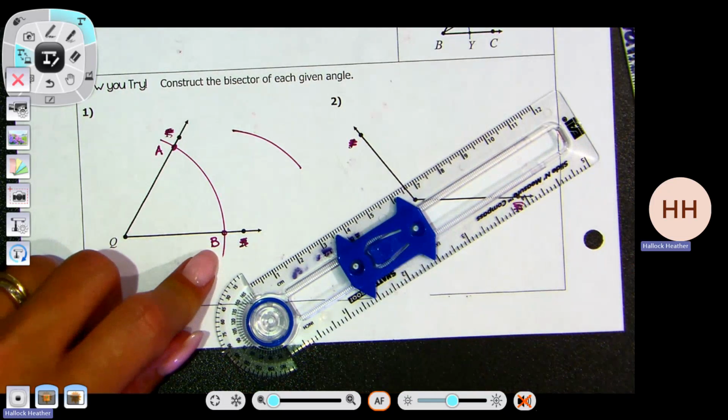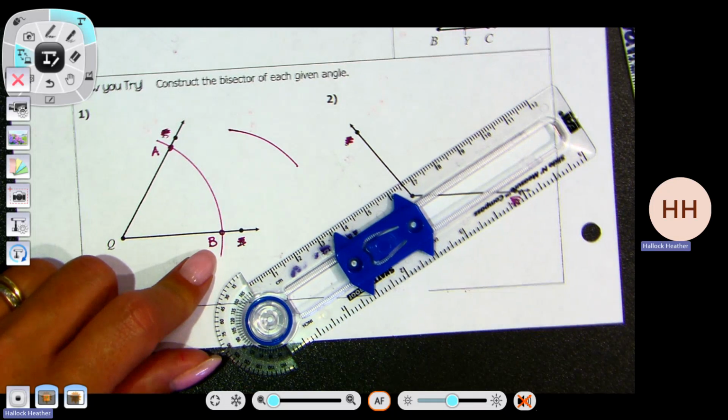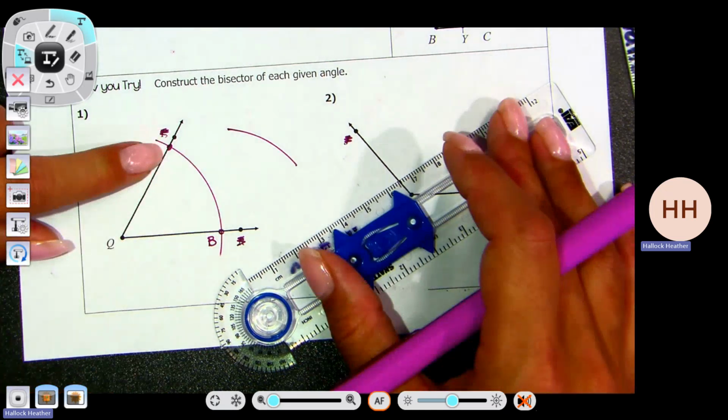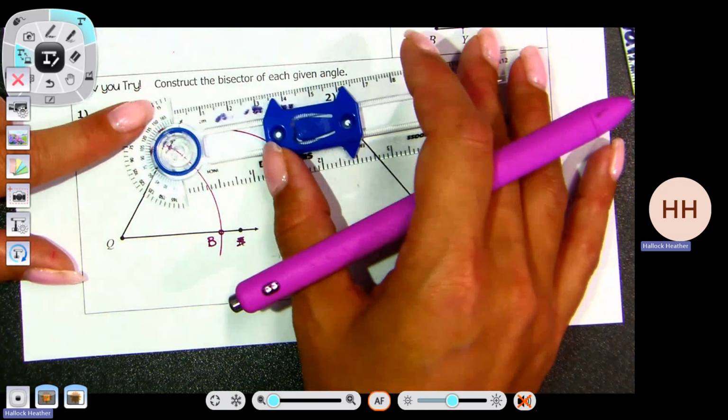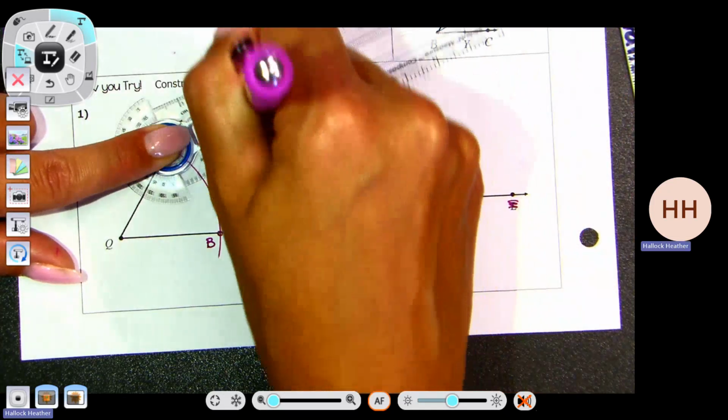Just out in front of him somewhere. You can make it big if you want. Anywhere in front of him, because once the alligator starts walking, he'll eventually eat it. Okay. Without moving the slider, we are going to put it on A. And we're going to make the same arc mark in front of him. They should hopefully cross paths.